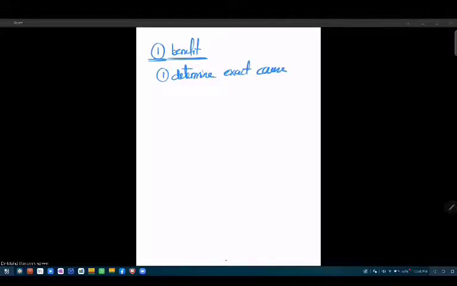Yes. Following, perfect. Then the test itself, why do we need it? What is the benefit of this test? What do you think the benefit is? One, it will help us determine the exact cause of death. What is the value of having that? What do you think? Why is it important?